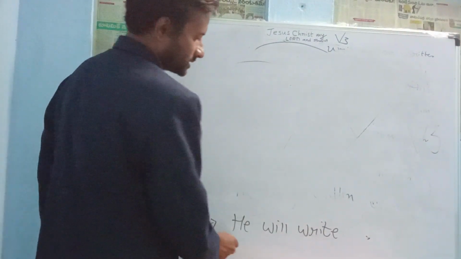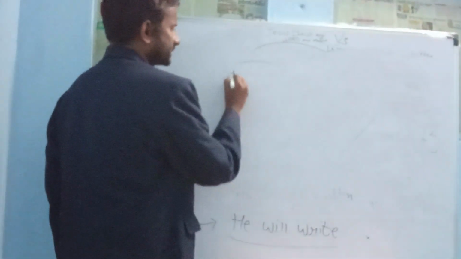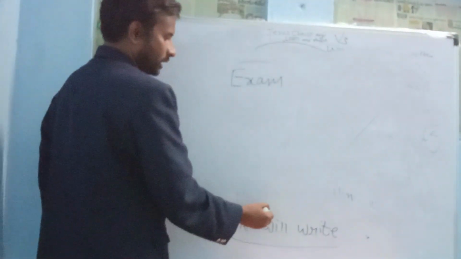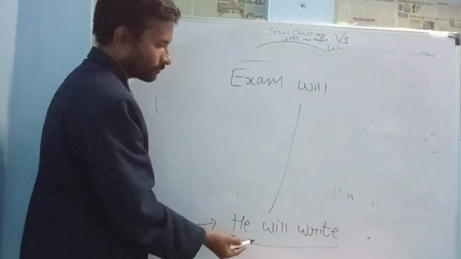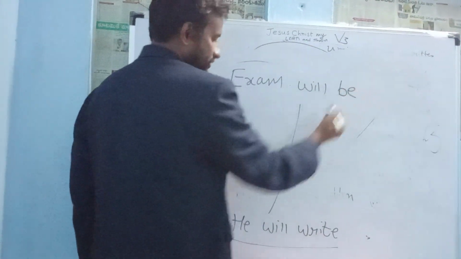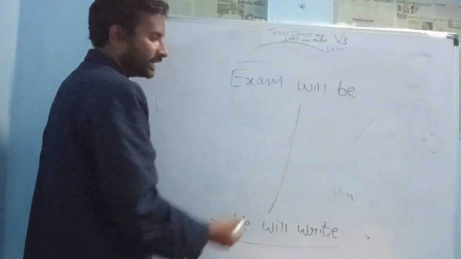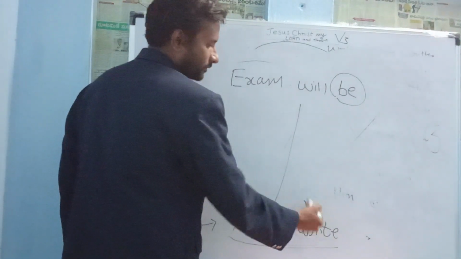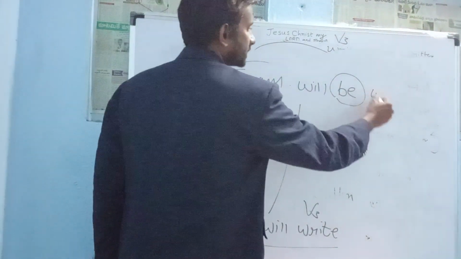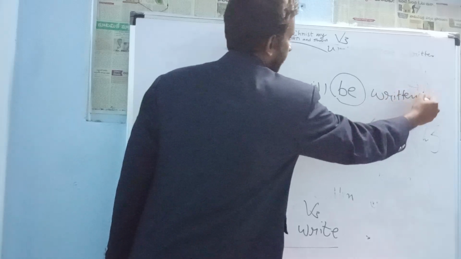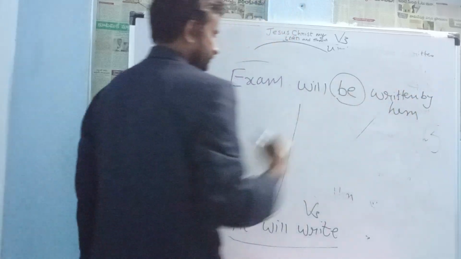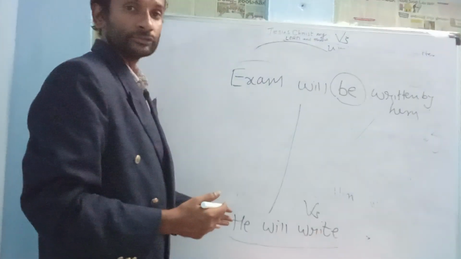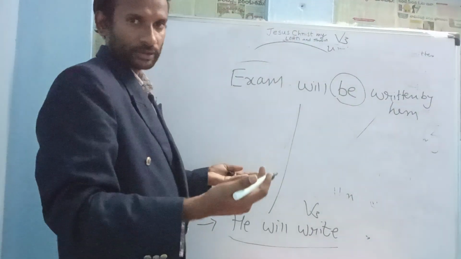Now we will see simple future. He will write exam. Again bring exam here. And will, you bring as it is. Exam will. Bring be in future tense. Remember, you have to use be in passive voice. That is very important. Exam will be, and as usual V1 gets changed to V3, will be written by him. So that is how we have to change all tenses into passive voice.